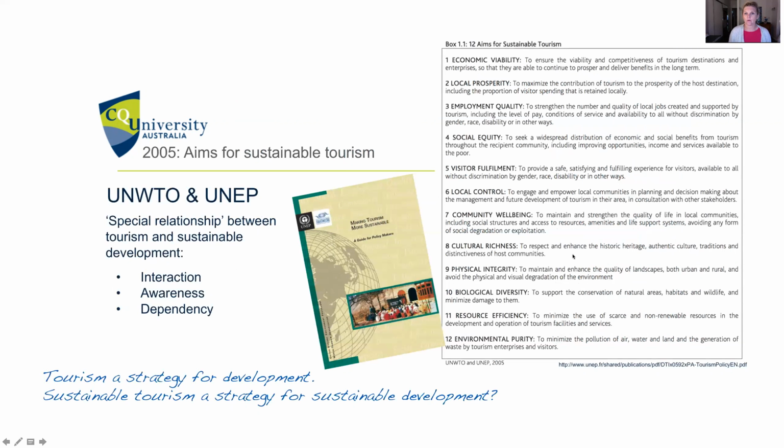All right, so the UN WTO and the UNEP came up with, in 2005, 12 aims for sustainable tourism. I think this document's available on your Moodle, so you can have a look. They're talking about the special relationship between tourism and sustainable development. And these are the key things. So this is UNEP's, the UN Environment Programme. So these are ways that tourism can be environmentally responsible. But it also talks about cultural richness, community wellbeing, employment quality, local prosperity, economic viability.